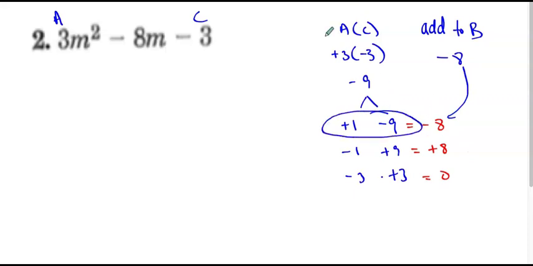This one right here. So I'm going to rewrite 3m squared minus 3. Break up my negative 8m into positive 1m and negative 9m, right? Because positive 1m and negative 9m simplifies to negative 8m. So all is legal here. Nothing's changed. I just took this negative 8m and broke it down into two separate terms, which simplify to negative 8m. Okay? Factor by grouping.